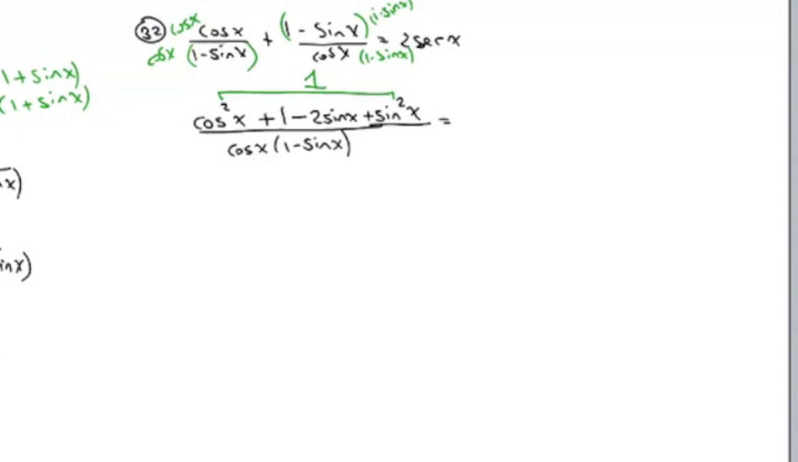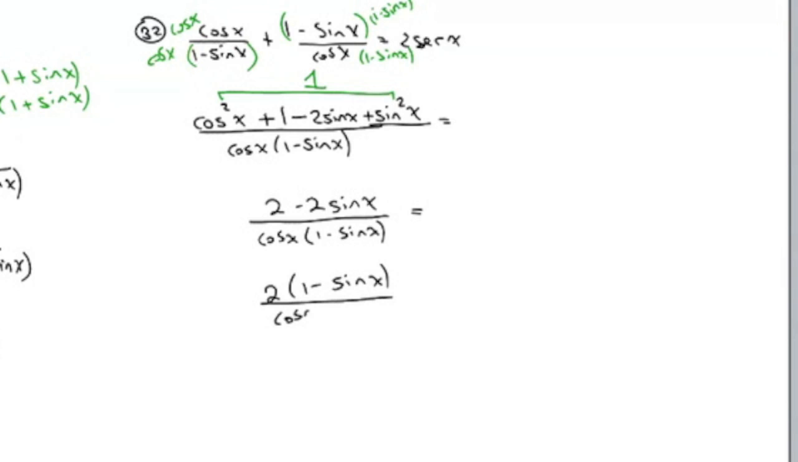Is that a nice Pythagorean identity? So here we have a 1 plus this other 1, 2. So you're going to get 2 minus 2 sine of x, all in the top. And in the bottom, cosine of x, 1 minus sine of x. And then the 2 can be taken out. Factor out the 2. If you factor out the 2, you're left with 2 times 1 minus sine of x over cosine of x and 1 minus sine of x.